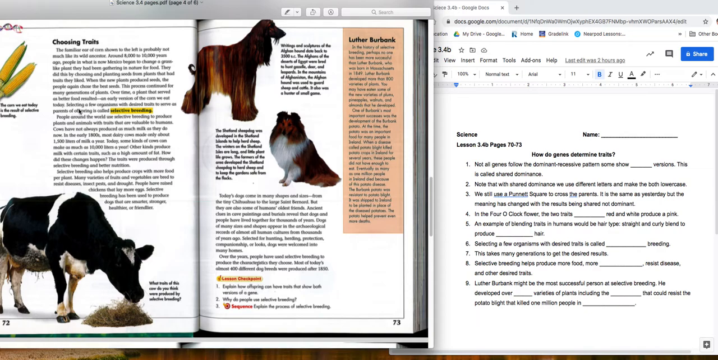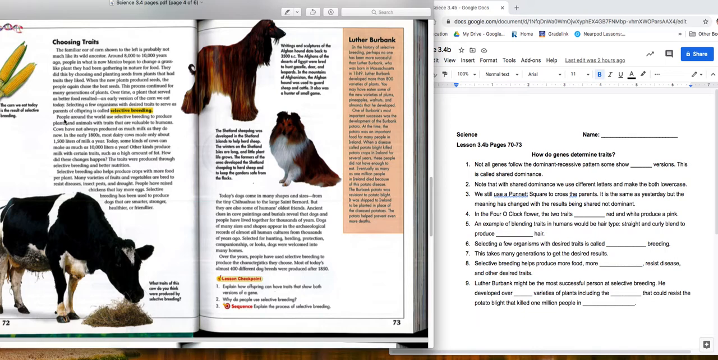An early version of the corn we eat today. Selecting a few organisms with desired traits to serve as parents for the offspring is called selective breeding. Okay, so selecting a few organisms with desired traits is called selective breeding. This is very important, guys. This takes many generations to get the desired results. So it's not like, hey, I'm going to plant the corn to be really tall, and then by the next season I have only tall corn plants. It takes generation after generation after generation. It can take tens to hundreds of years until we get what we want every single time.